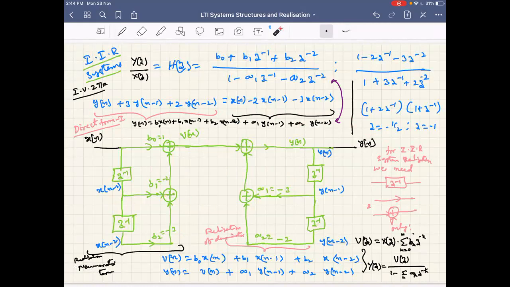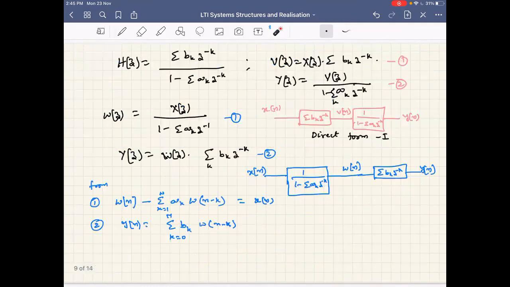Let us first explore, if we first realize the denominator and then the numerator, what you can see is that these delays occur side by side. Given this, is there a chance to knock off one of them? That's what we will see now. So let us change the sequence of realization. Previously, we first realized the numerator and then the denominator, x of n to v of n and v of n to y of n. Now, if I change the order, from x of n let us first realize the denominator, get some intermediate variable w of n, and then realize the numerator to get y of n.